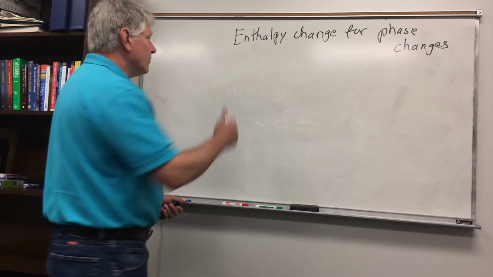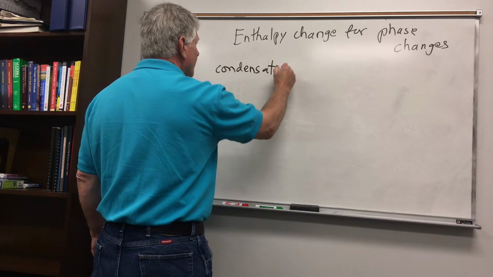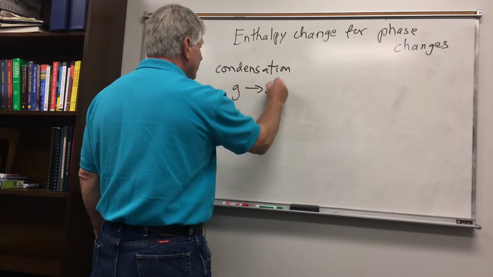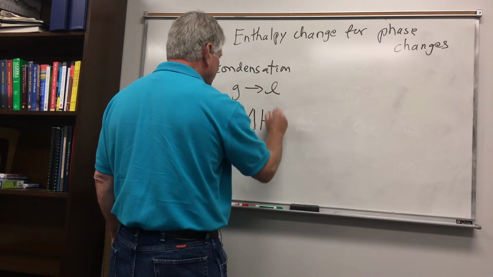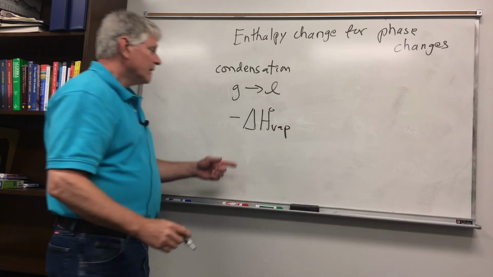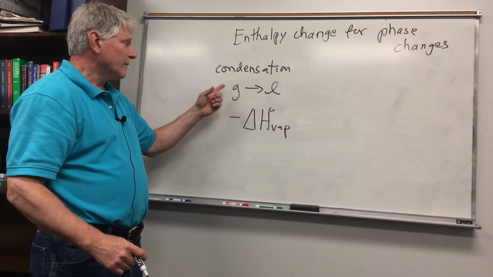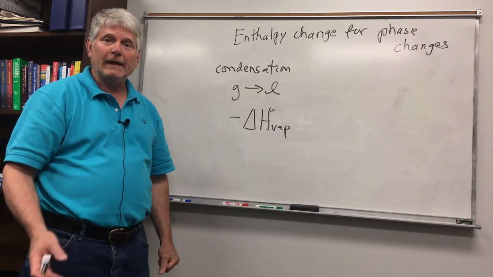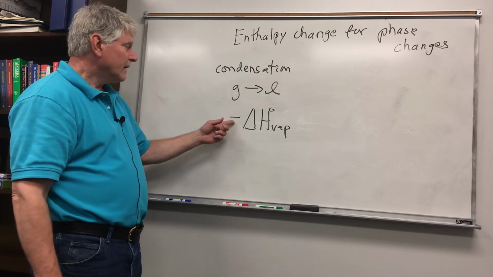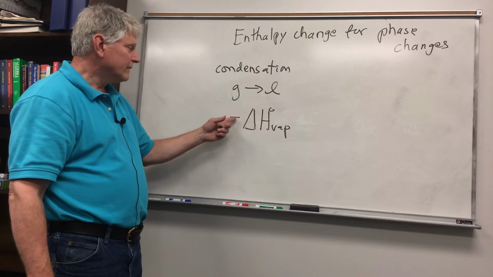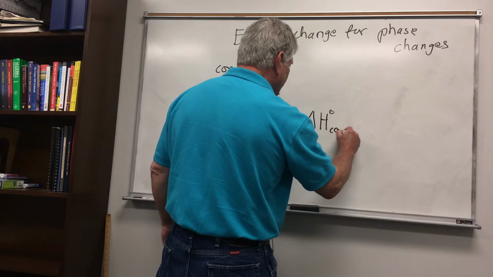Now say we're going to have a condensation. So we're going from gas to liquid. So this is just the negative of the enthalpy of vaporization, because vaporization is going from liquid to gas. So if we just go from gas to liquid, that's just writing the reaction backwards, and so we just change the sign for the enthalpy of reaction. And so the enthalpy of vaporization with a negative sign is equal to the enthalpy of condensation.